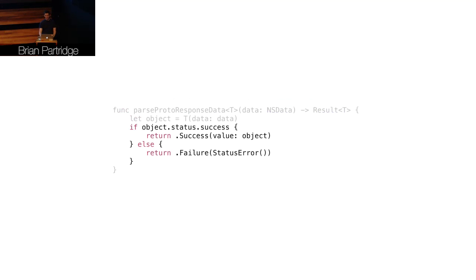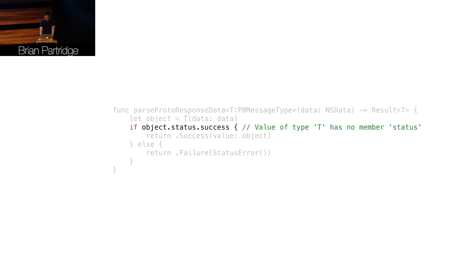But if you've used generics before, you know this doesn't work out of the box, because not all types T have an initializer that takes in NSData. So we need to constrain ourselves to the message protocol that we defined earlier. That's easy, we just put that right in the function signature. But this still doesn't work because not all PBMessageTypes have a status field on them, so we need to do more to limit our inputs.